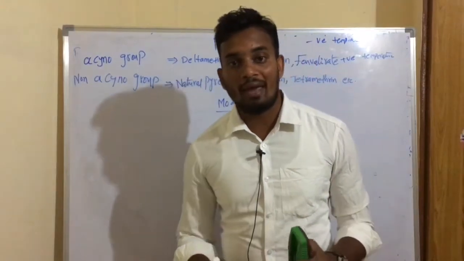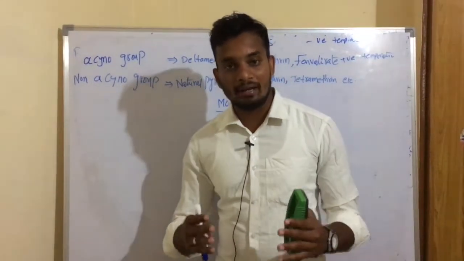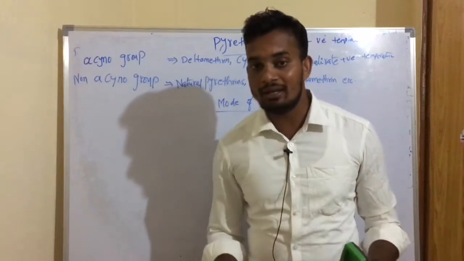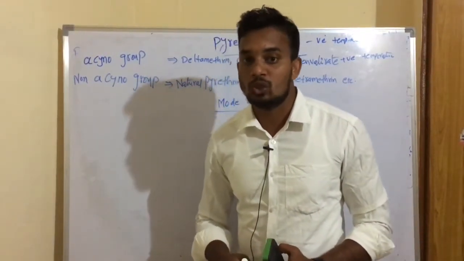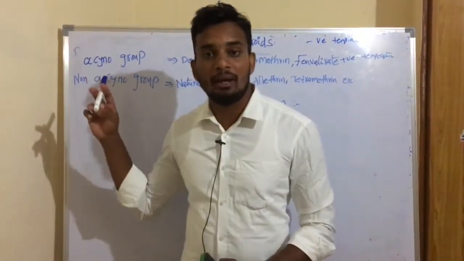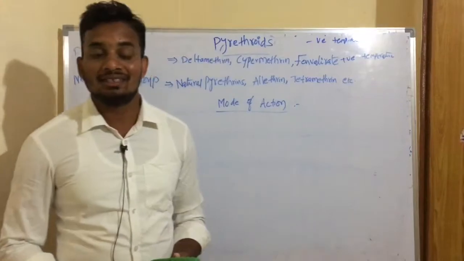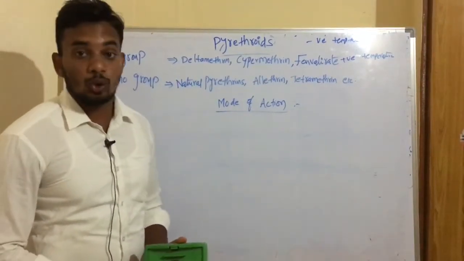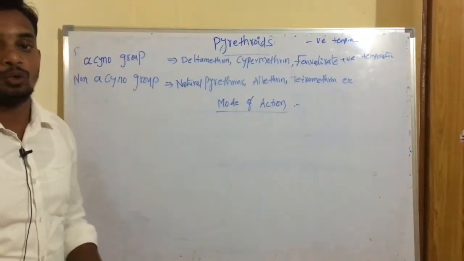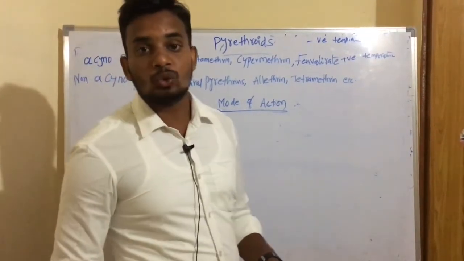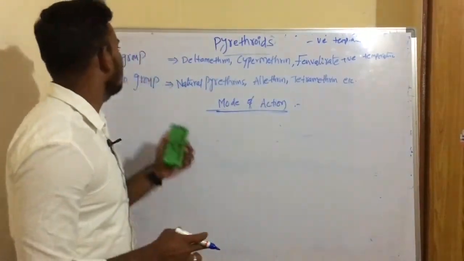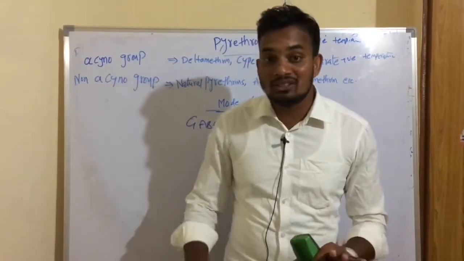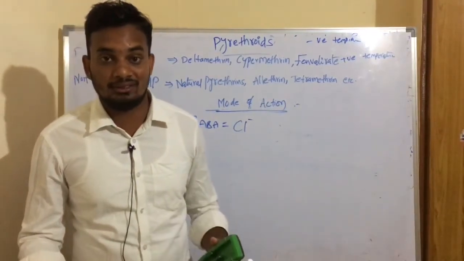So now let us discuss the mode of action of pyrethroids. Both alpha cyano group pyrethroids and non-alpha cyano group pyrethroids act similarly at the nervous system to delay the closure of sodium channels. But to say more precisely, alpha cyano group pyrethroids prolong the closure of sodium channels to a greater extent than non-alpha cyano group pyrethroids, which means alpha cyano group pyrethroids are more potent. Apart from acting on the sodium channel of the nervous system, alpha cyano group pyrethroids can also act on the GABA receptor. So this is how pyrethroids act on the nervous system and cause lethal effects in susceptible insects.